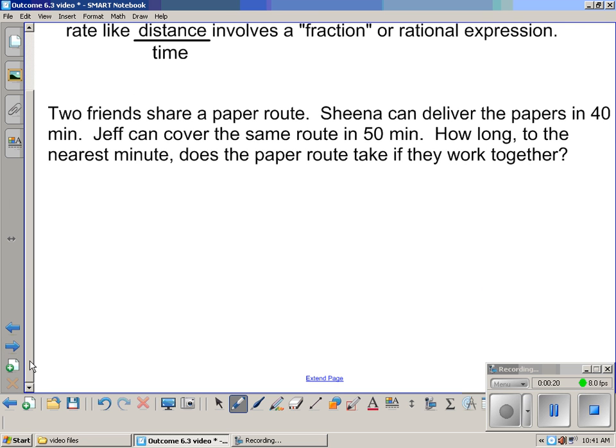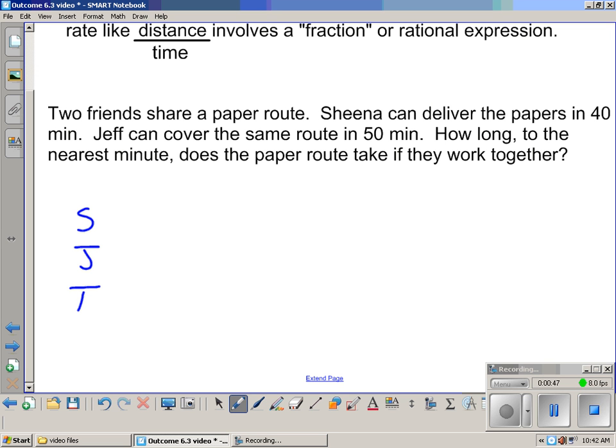It says two friends share a paper route. Sheena can deliver the papers in 40 minutes. Jeff can cover the same route in 50 minutes. How long, to the nearest minute, does the paper route take if they work together? It's sometimes useful to set up a bit of a chart. We're going to look at Sheena and Jeff, and then what happens if they do it together.